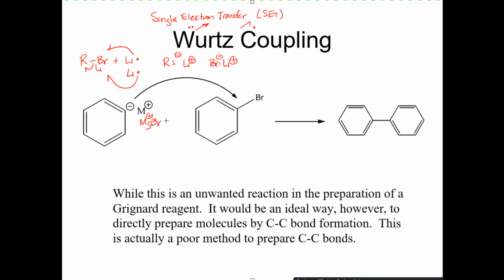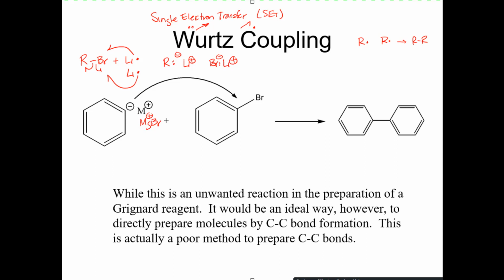So the coupling product is when we bring basically two alkyl groups together to form a carbon-carbon bond. Last semester with the free radical halogenations, the coupling reaction was the third termination step in free radical halogenation. So that's where this terminology comes from. Well, we see a lot of Wurtz coupling if we perform a Grignard reaction incorrectly.